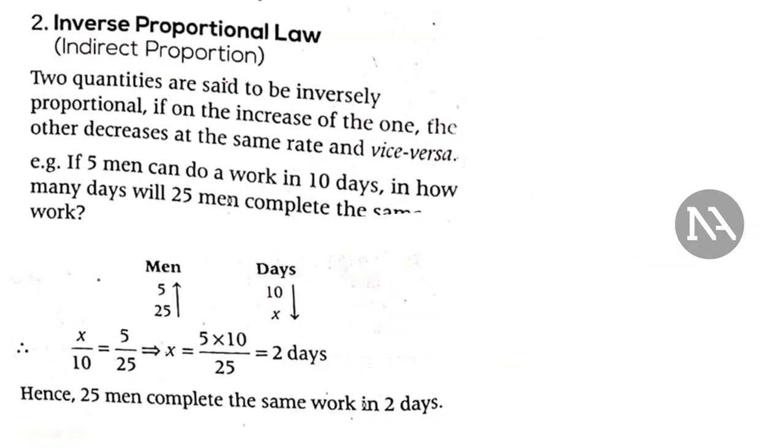So this is the next sub law in the unitary method, that is the inverse proportional law or indirect proportion. Here two quantities are said to be inversely proportional if on the increase of one, the other decreases at the same rate and vice versa. Generally, this law will be applicable for men and work problems. When it is about price or cost, the direct proportion law will be applicable. For men and work type of problems, the inverse proportion law is applicable.